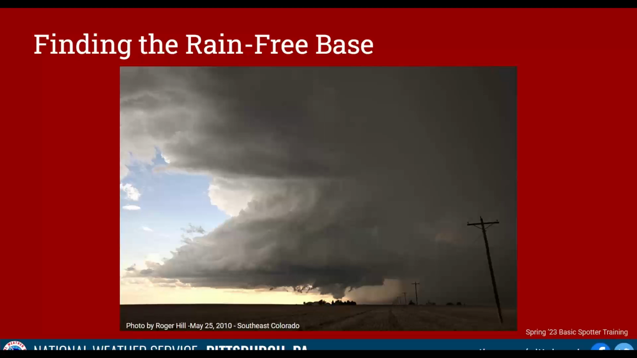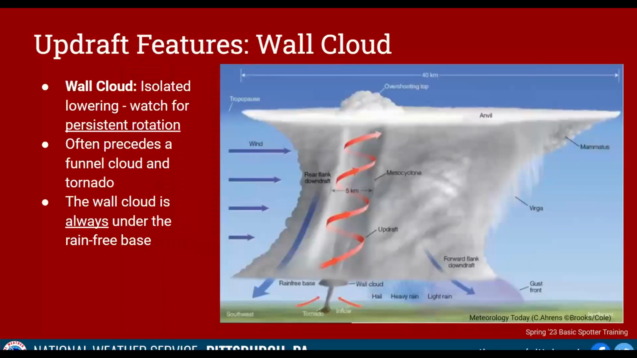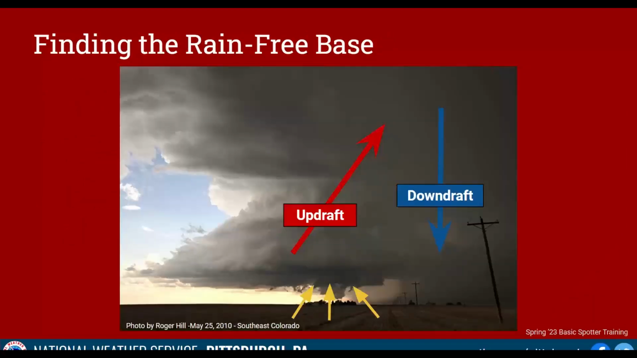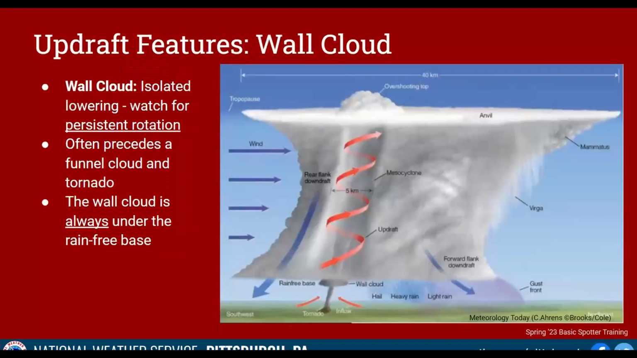Here's now an example of that with a real-life photo. Here's a thunderstorm photo that was taken by Roger Hill back in May of 2010 in southeast Colorado. In this image here, we can find that rain-free base. Through that, we can identify that just to the left of that will be the updraft, and we can see where the precipitation is, and that's where the downdraft is. And it's in that area, that yellow arrow area, that we potentially could have tornado formation.